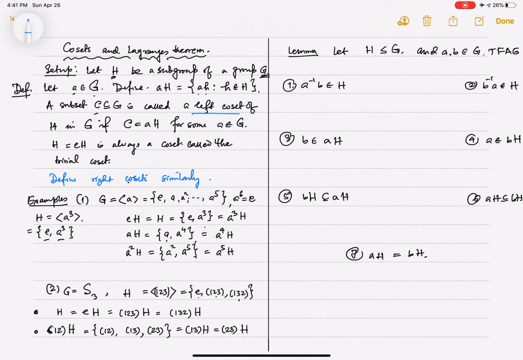I mean, if your group is abelian, then of course the left cosets and the right cosets are going to be the same, but if not, then sometimes they may be different. Maybe we'll have some exercise later where we'll see how they're different. So a right coset is a set like this, where you take all the elements of your subgroup H and multiply on the right by A.